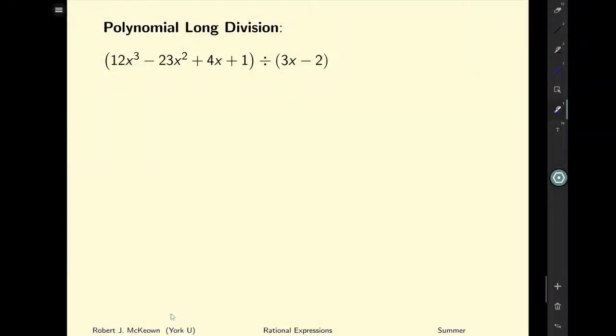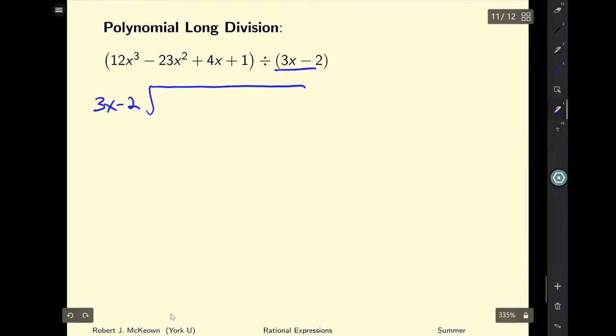Let's try some polynomial long division. Now, it's going to be a lot like the long division you may remember from grade school. I'm going to write 3x minus 2, this term here, and I'm going to put one of these little tables like that. And I'm going to write the entire numerator inside it.